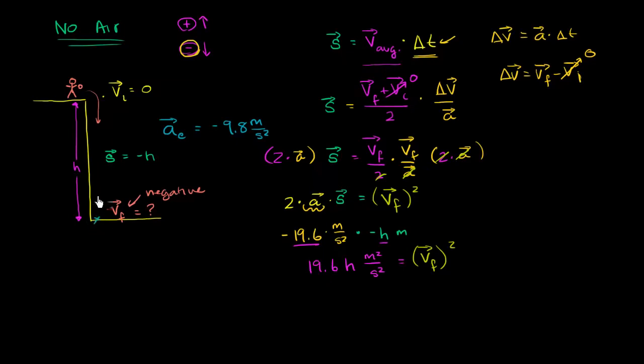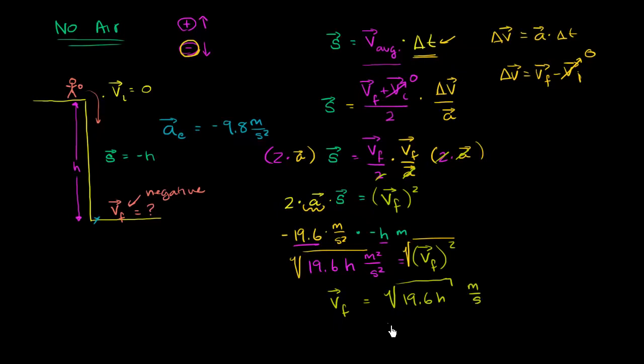But remember, in this example, we're going to be moving downwards, so we want the negative version of this. So to really figure out our final velocity, we take essentially the negative square root of both sides of this equation. If you take the square root of both sides, you'll get that your final velocity is equal to the square root of 19.6 h. And you can even take the square root of the meters squared per second squared, treating them almost like variables, even though they're units. Outside of the radical sign, you will get meters per second.